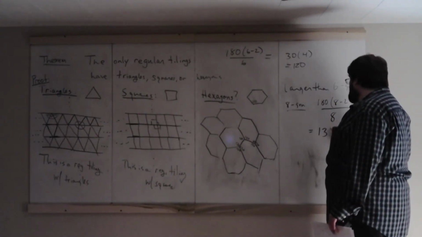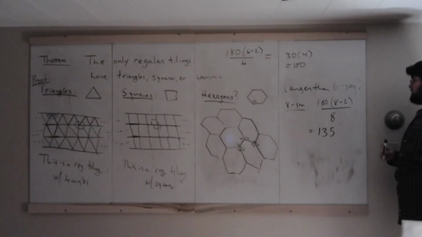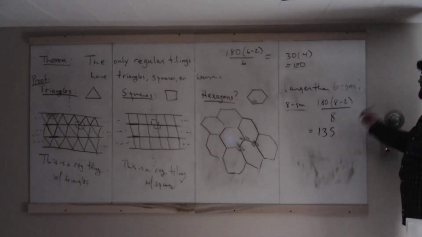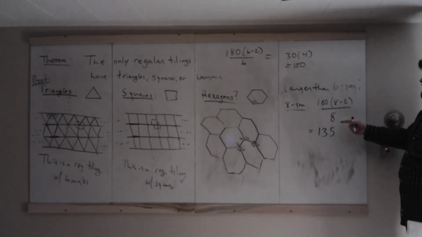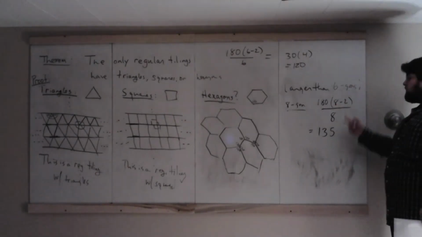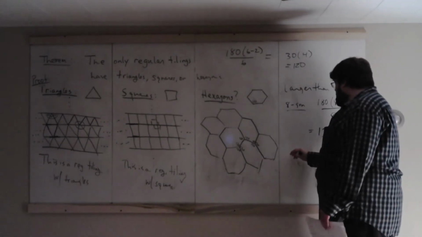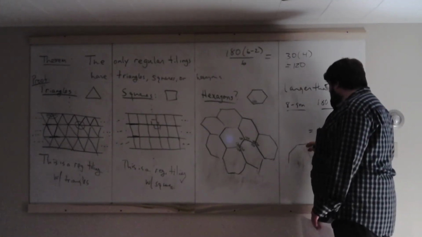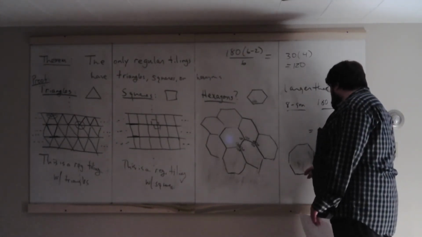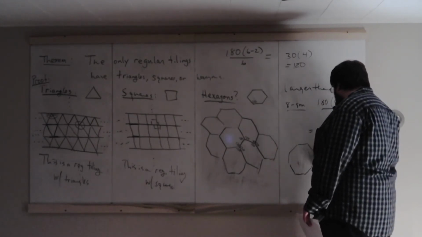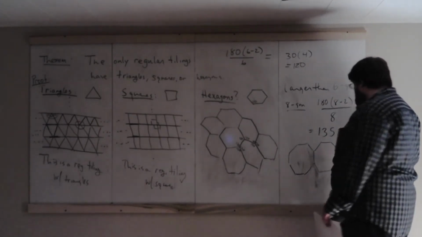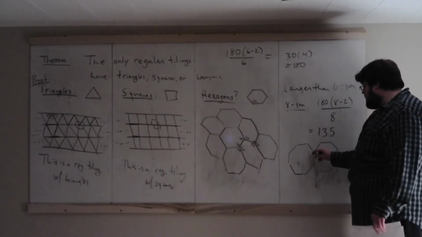I'll tell you this equals 135, because it's what? 180 times 6/8, 180 times 3/4. 180 divided by 4 is 45. 45 times 3 is 135. So if we take regular octagons, now let's just throw one up against it like this. Well, let's work up here. Can we fit another octagon in here?